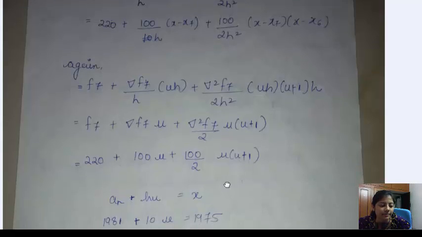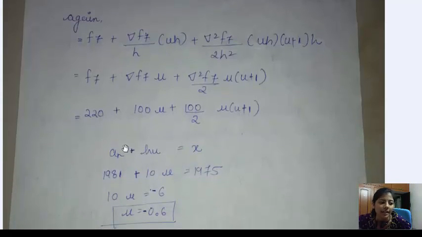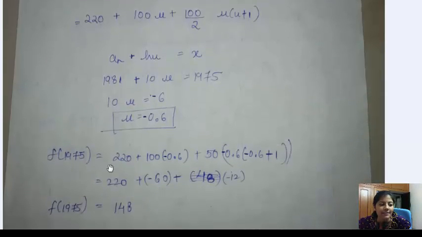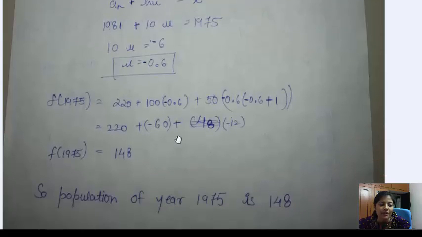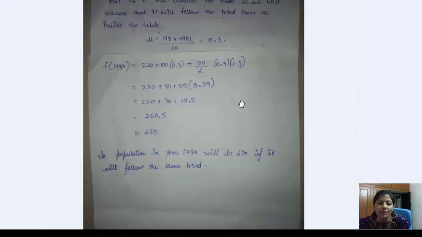Now an, that is the last one, an plus hu is equal to x. Here an is equal to 1981, that is the last value, plus 10 into u is equal to 1975, that is x. So here we are having u as minus 0.6. Again we'll substitute the value of u as minus 0.6, the function value, forward difference value, second forward difference value, and we'll get 148 as the value of the function at 1975. So the population in the year 1975 is 148.